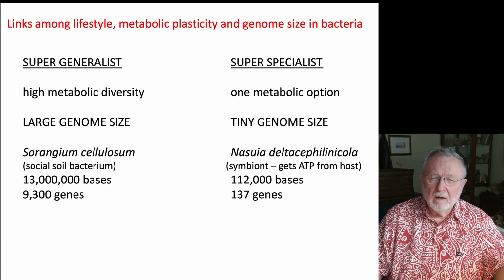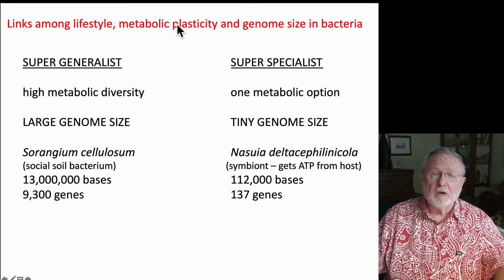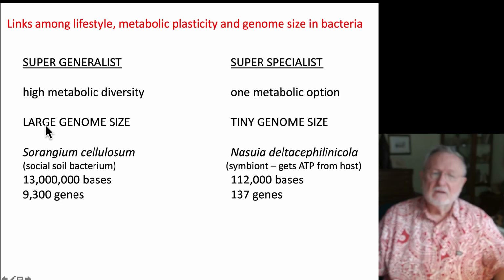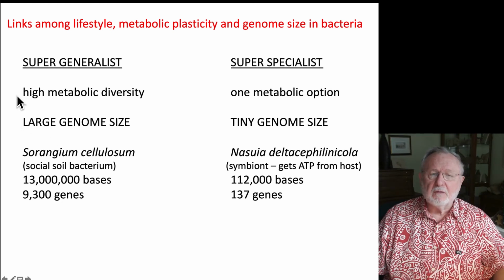When we begin to look at lifestyles, so to speak, in metabolic plasticity and genome size in bacteria, we find that some organisms can be classified as a supergeneralist. They have a very high metabolic diversity. And they also have a high genome size to sustain the sequences that are necessary for the high metabolic diversity. They might have as many as 9,000 genes or so.